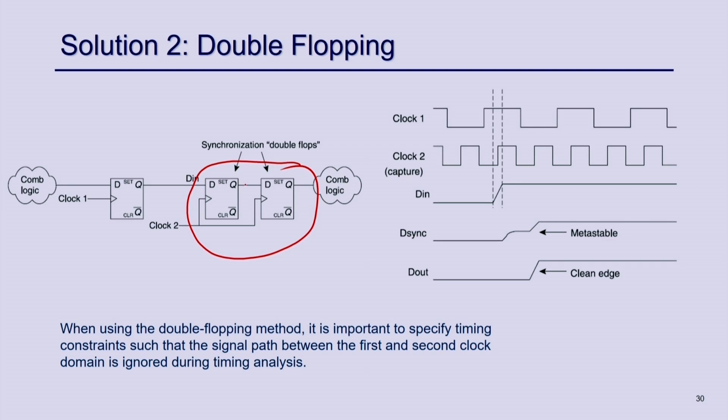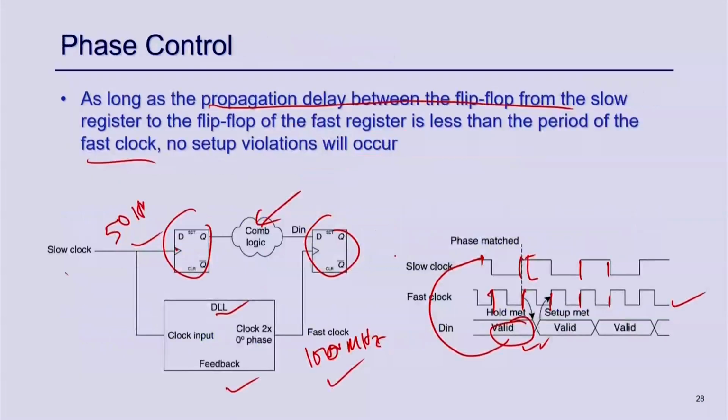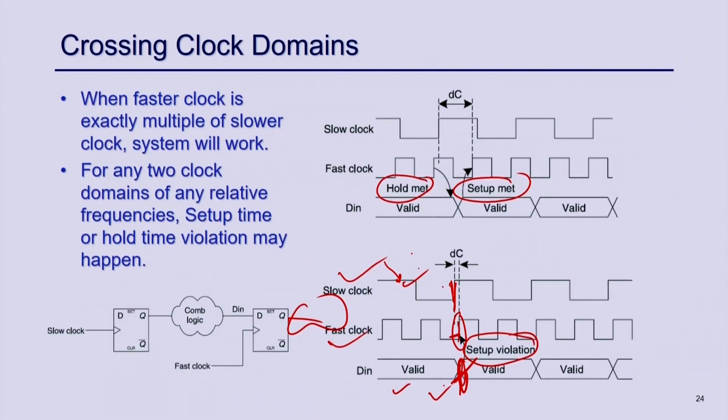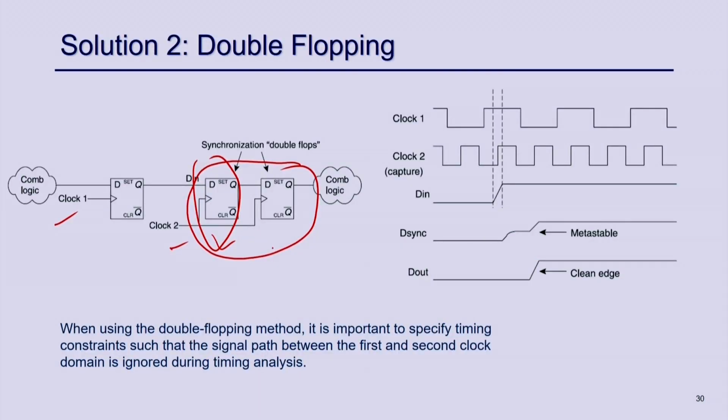Again, this is clock 1, this is clock 2, and in clock 2, instead of one flop as in the normal scenario, I am going to use 2 flops in the destination clock domain, which may be faster or slower. The advantage here is that whatever metastability happens here will stay here, and will not propagate to the output of the second register.